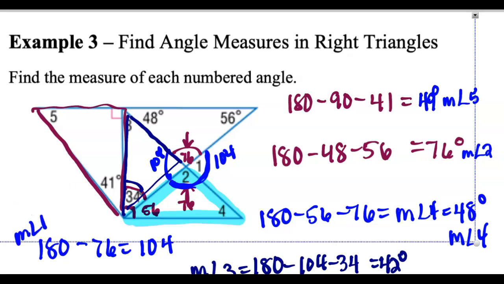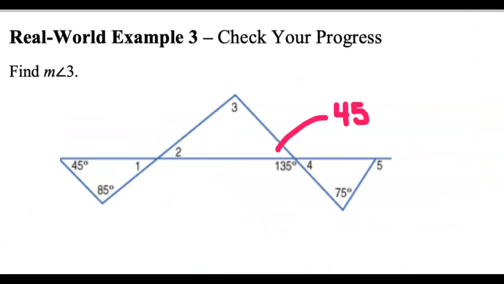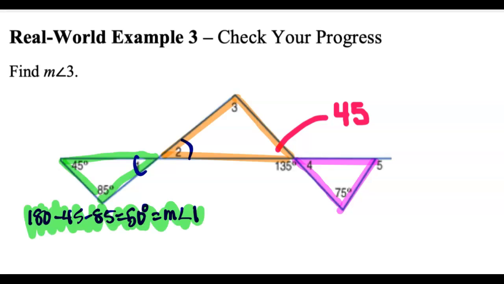All right, the next one I'd like you to go ahead and give a try, and then I will go over it with you. All right, I came up with the measure of angle 1 to be 50 degrees. Remember, the measure of angle 1 and the measure of angle 2 are going to be congruent because they are what's called vertical angles. So that will also be 50 degrees.